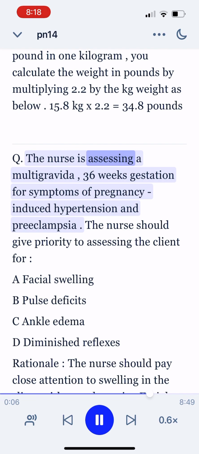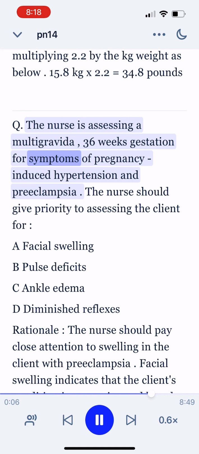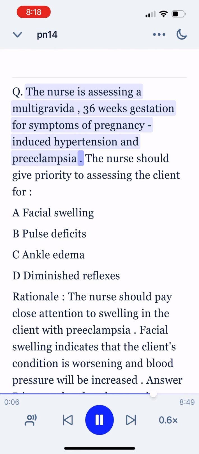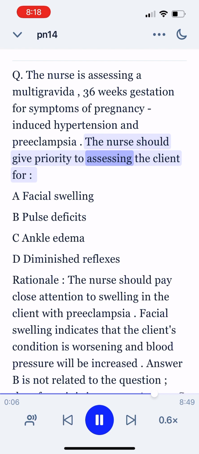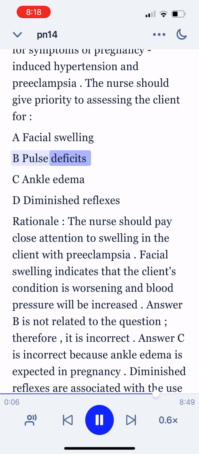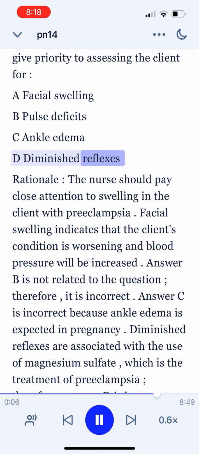Q. The nurse is assessing a multigravida, 36 weeks gestation, for symptoms of pregnancy-induced hypertension and preeclampsia. The nurse should give priority to assessing the client for A. Facial swelling. B. Pulse deficits. C. Ankle edema. D. Diminished reflexes.